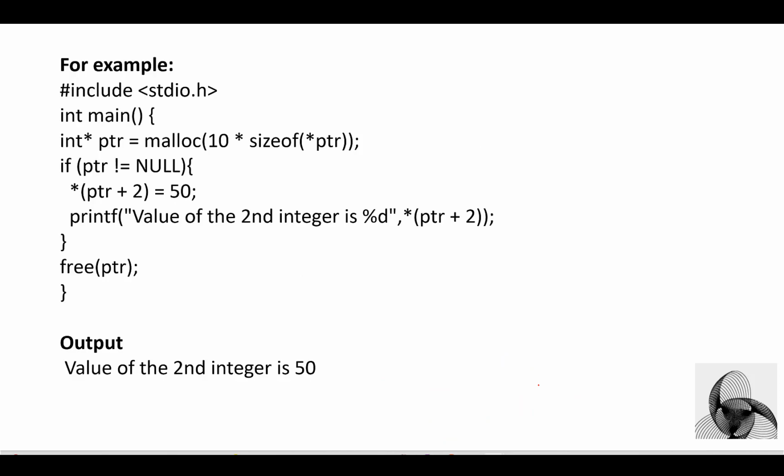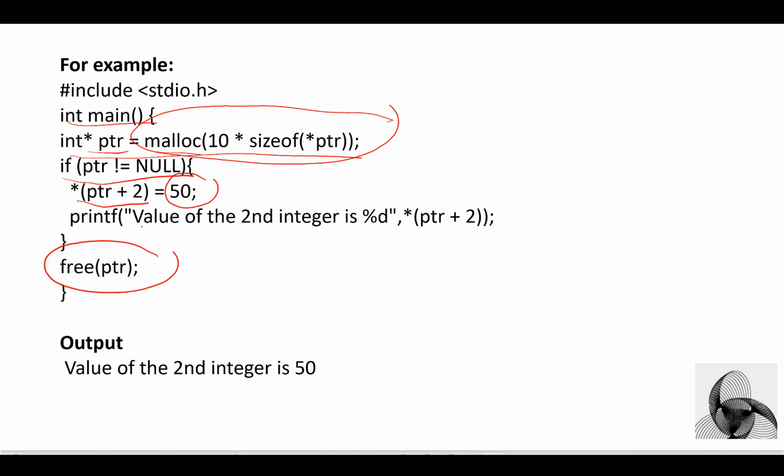Let's see the code for the free function. Inside the main function, we have declared one pointer ptr of integer type. When this statement is successfully executed, a memory space of 10 bytes is reserved. The address of the first byte of reserved space is assigned to the pointer ptr of type integer. If ptr not equal to NULL, if this condition is true, then *(ptr + 2) is equal to 50. Value of the second integer is 50. Then after that, call the free function for memory deallocation.